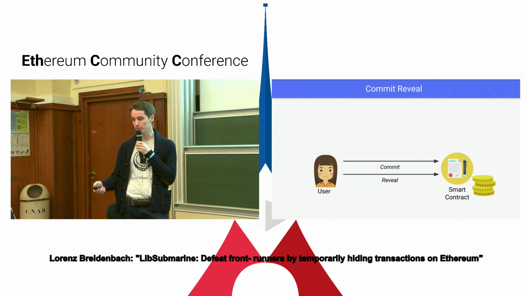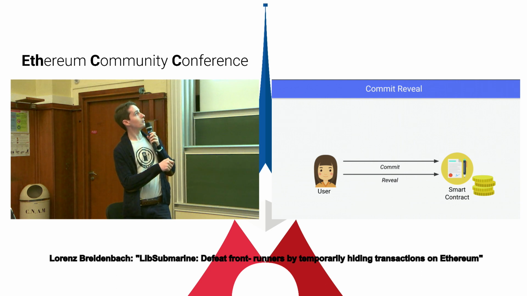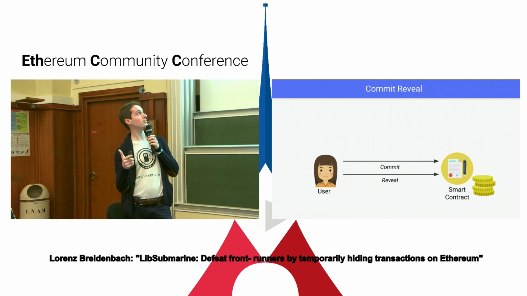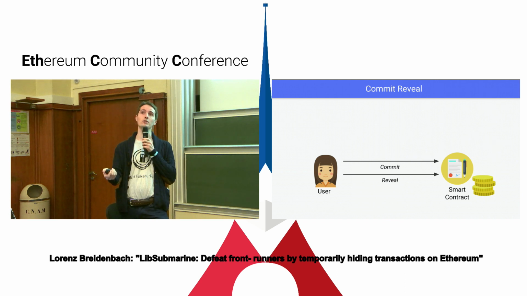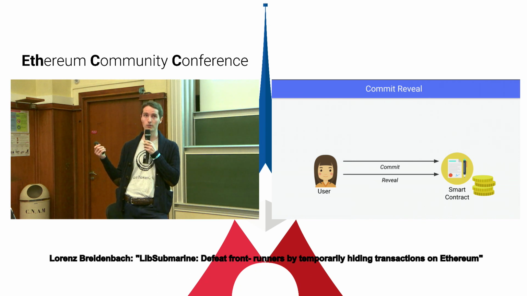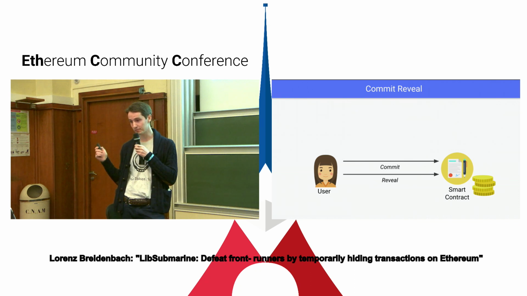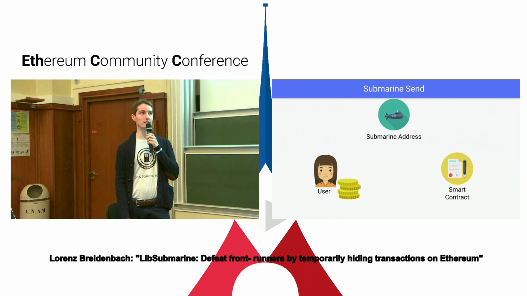The problem here is that this send of funds, this commit, is still visible. So the adversary still sees how much money is being sent to the contract and still sees that a commit transaction occurred to that contract. And this on its own, in many cases, is too much information. So again, in the scenario of an auction, seeing how much money somebody's bidding basically tells you all you want to know.